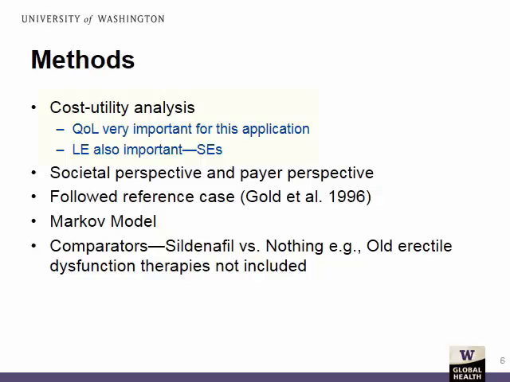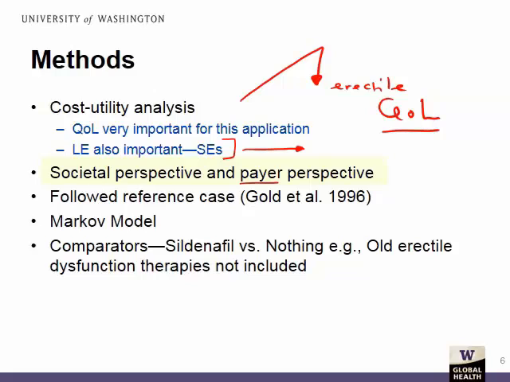The study was a cost utility analysis, and this is important because a lot of the problems to do with erectile dysfunction are to do with quality of life, because like we said in the previous slide, the condition isn't immediately life-threatening, so it's quality of life heavy. Life expectancy, of course, is important as well, but only in the context of the potential mortality from side effects of the drug. And they used two perspectives, both the payer and the societal perspective, and they followed the reference case. I think in a later video we'll talk about the reference case, and they built a Markov model.